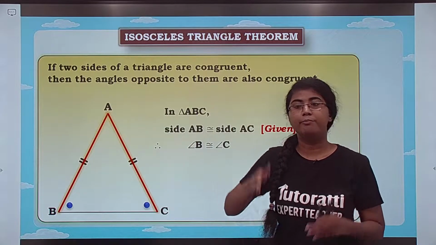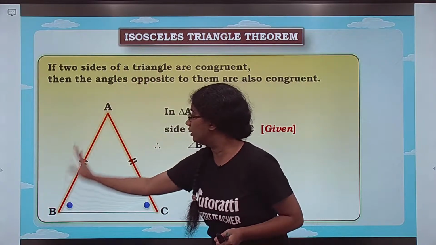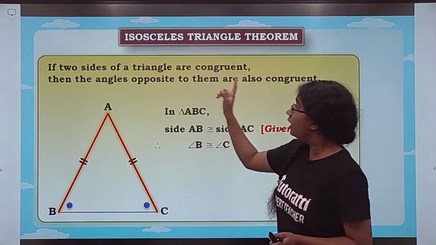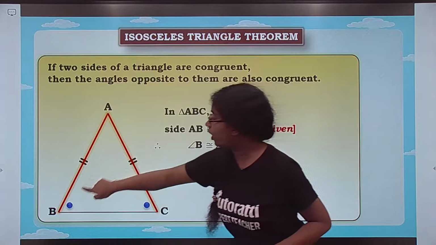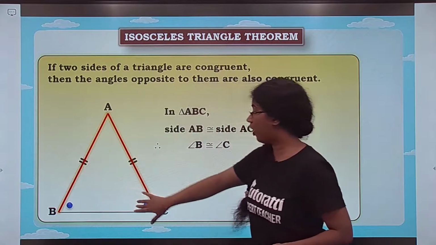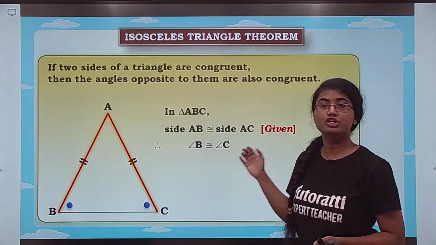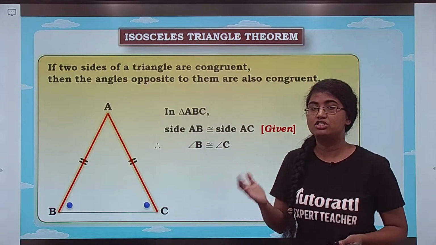कुछ समझ में नहीं आया. Let's break it down and try to understand. Two sides of a triangle are congruent. तो ये बन गया isosceles triangle. Then angles opposite to them are congruent. So side के opposite वाला angle, side के opposite वाला angle. So these two angles are congruent. This is what the theorem says. Okay? Is the theorem easy to understand? Is the concept easy to understand?